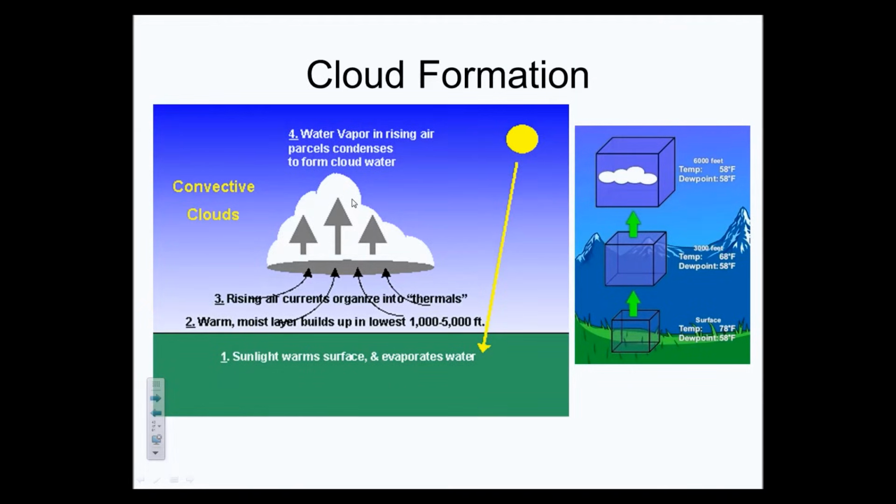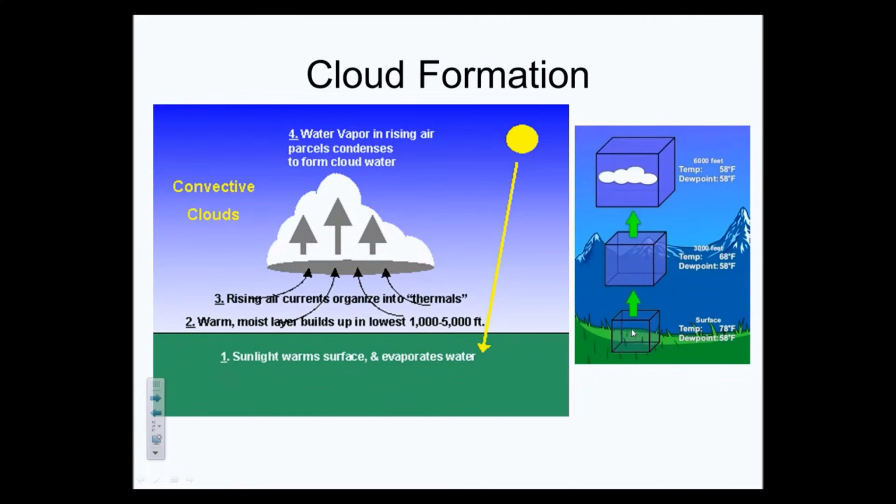And remember, cooler air can hold less water vapor. So the water vapor will condense out and form clouds. We look at this picture and it has some temperatures on there for reference. So let's say the surface temperature of the air is 78 degrees, but the dew point is 58 degrees. Remember we learned about that when we talked about humidity.